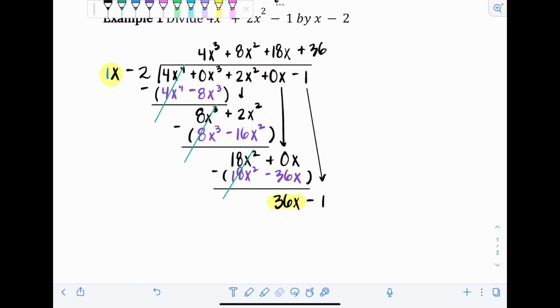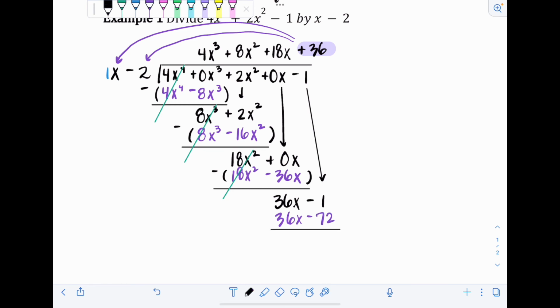And then I have my new term up here that I'm going to multiply throughout here. So 36 times x is 36x. 36 times negative 2 is negative 72. And then now that I have that second line, I'm going to go ahead and subtract it.